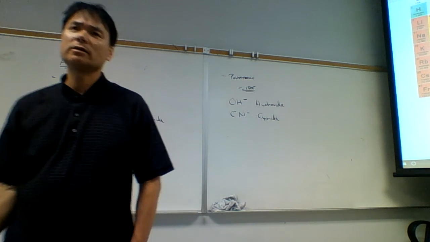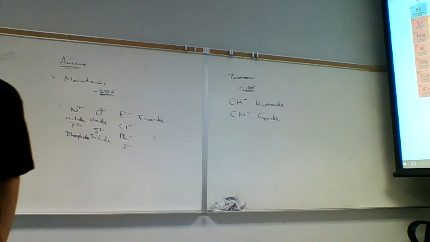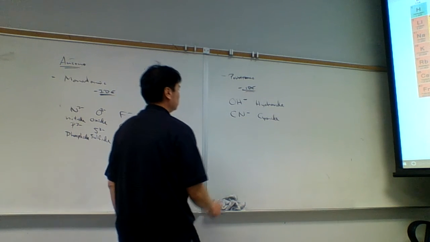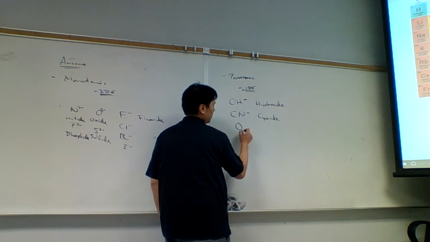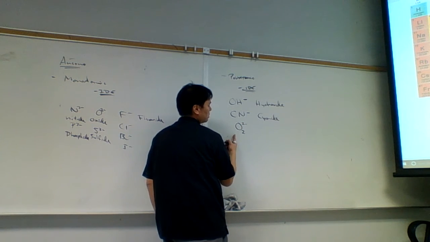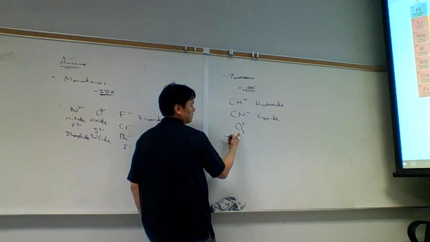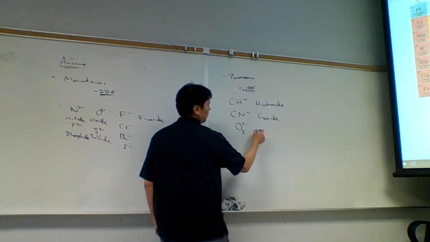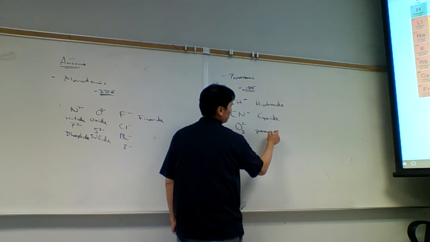Can you think of any others? Peroxide. Another one. This is a polyatomic that is two oxygens. Each oxygen has a -1 charge. And if we have two of those, -1, we have net -2 charge. This is called the peroxide ion.